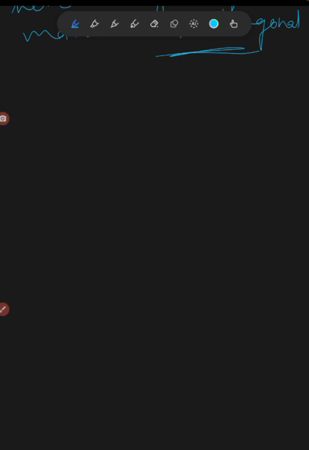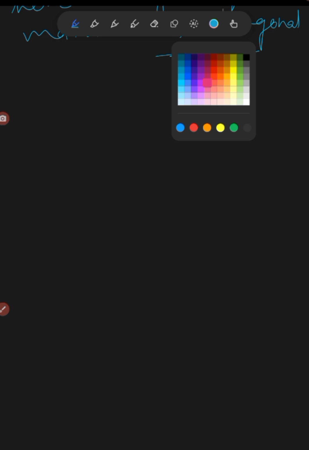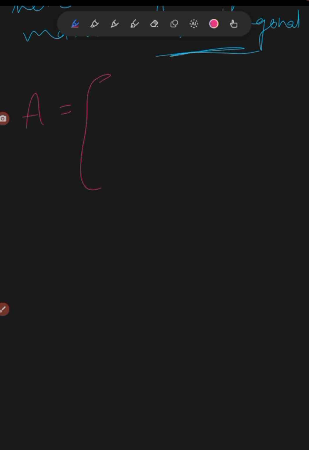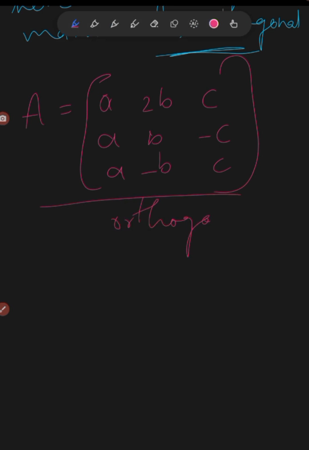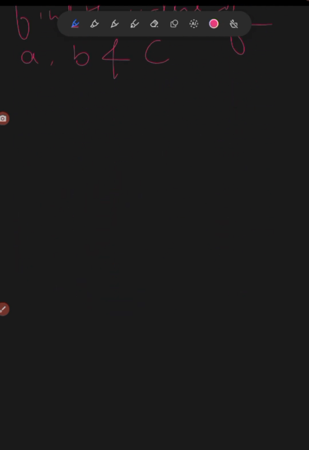Sometimes they also ask you to find the variables inside the matrix. They add variables inside the matrix they give, and say it's an orthogonal matrix, and ask you to find the values of certain variables inside. For example, A equals 0, 2b, c; a, b, minus c; a, minus b, c. It's an orthogonal matrix. Find the values of a, b, and c. Let's have a look at it.